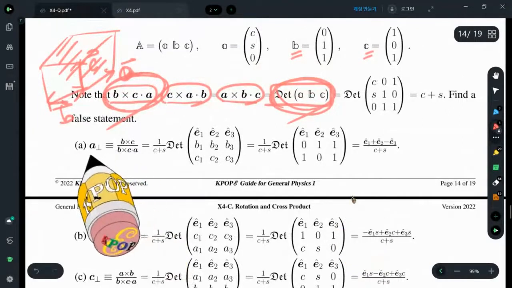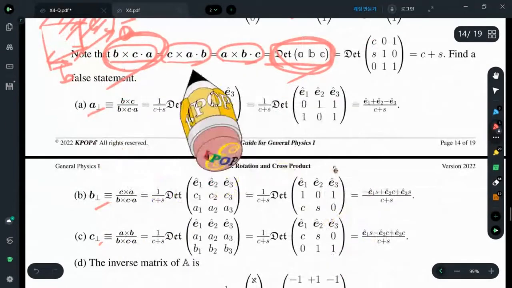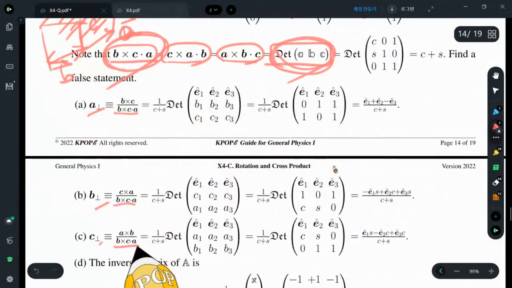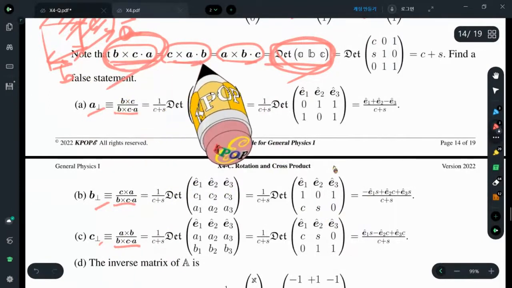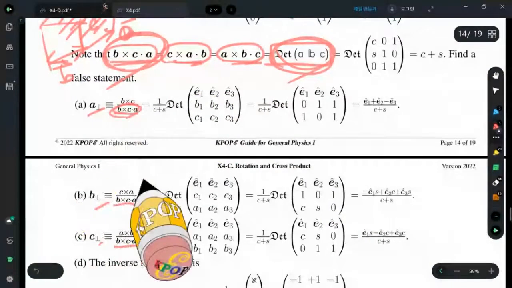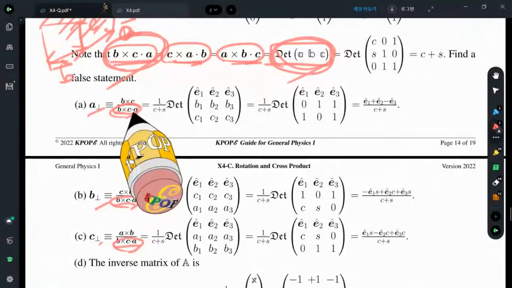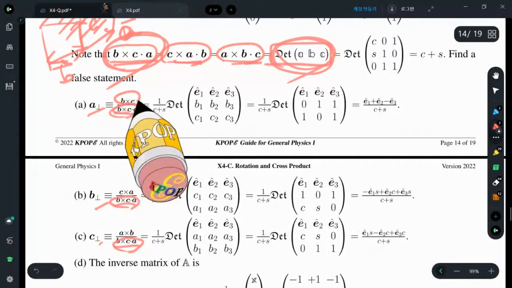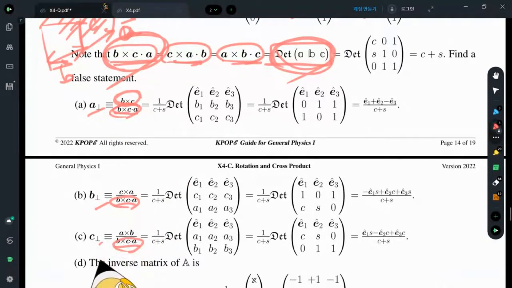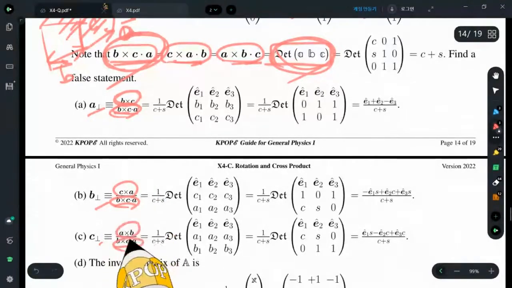So why don't you compute these three using this? We have the same denominator. These are triple scalar products, that is the volume of this parallelepiped, so they are the same. What we want to do is dot A, but this B cross C is in the numerator. And C cross A, A cross B.